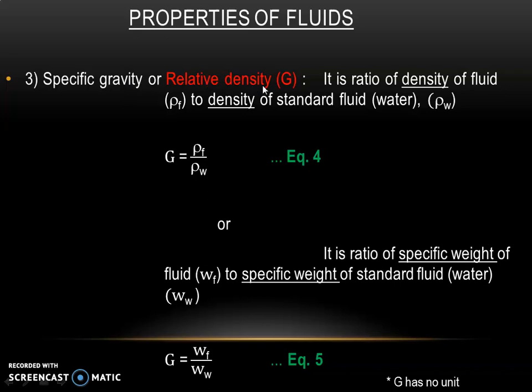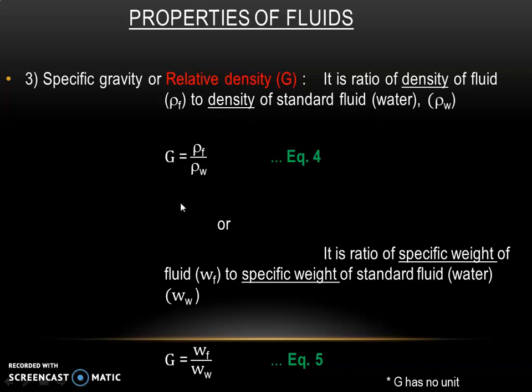Specific gravity is also known as relative density and is denoted by letter G. It is the ratio of density of fluid, that is rho F, to density of standard fluid, that is water, and is denoted as rho W. Hence, G is equal to rho F divided by rho W. This is the equation of G in terms of density.